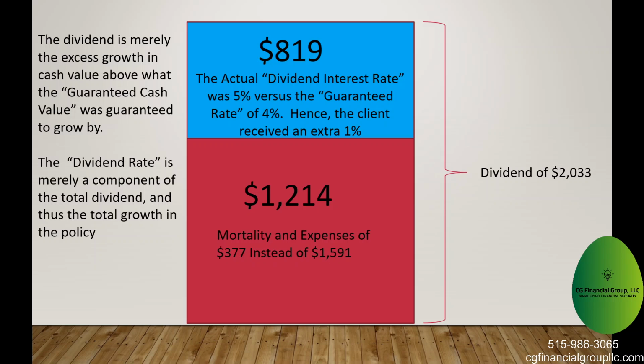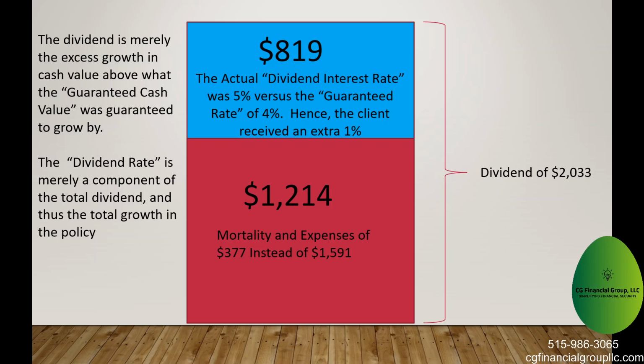If you notice here, in this hypothetical example that I put together, I did some reverse engineering. This particular policy only has 40% or so of its total dividend coming from the 5% versus 6% versus 7% versus 8% dividend rate. So in short, many carriers say we don't publish our dividend rate. Why? Because it does not matter.